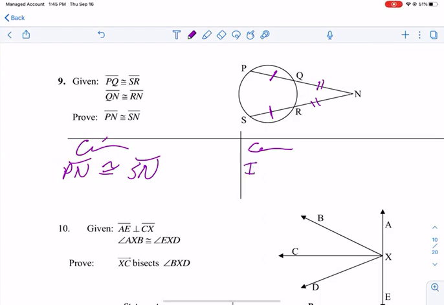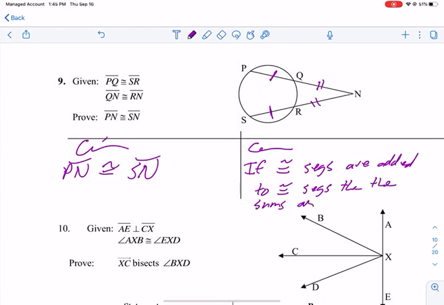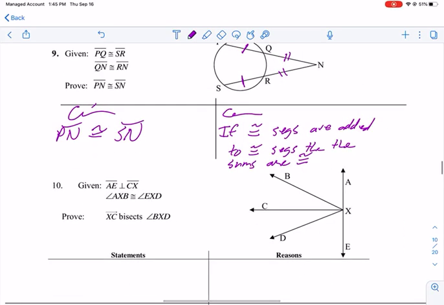So if congruent segs are added to congruent segs, then the sums are congruent. Okay, next one.